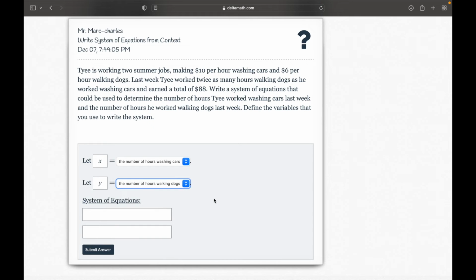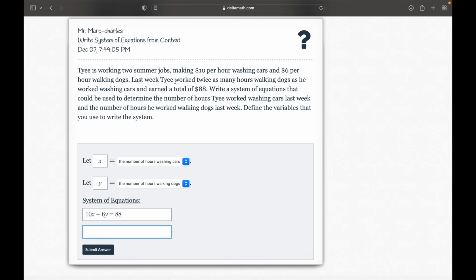Either way, let's write the equation for the total that he makes now. So it's $10 per hour washing cars. Okay, I think we can figure that one out. It's 10 washing cars is x plus $6 per hour walking dogs. So that's 6y. How much did he make altogether? He earned a total of $88. 88.